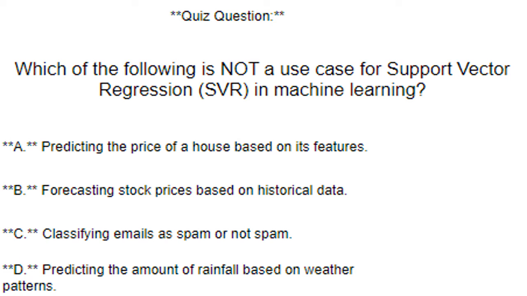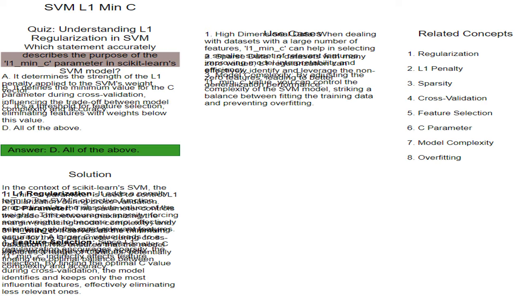Predictions: SVR_model.predict(X_test). Which statement accurately describes the purpose of the L1 min C parameter in scikit-learn's SVM model? A. It determines the strength of the L1 penalty applied to the SVM's weight vector. B. It defines the minimum value for the C parameter during cross-validation, influencing the trade-off between model complexity and accuracy. C. It's a threshold for feature selection, eliminating features with weights below this value. D. All of the above.